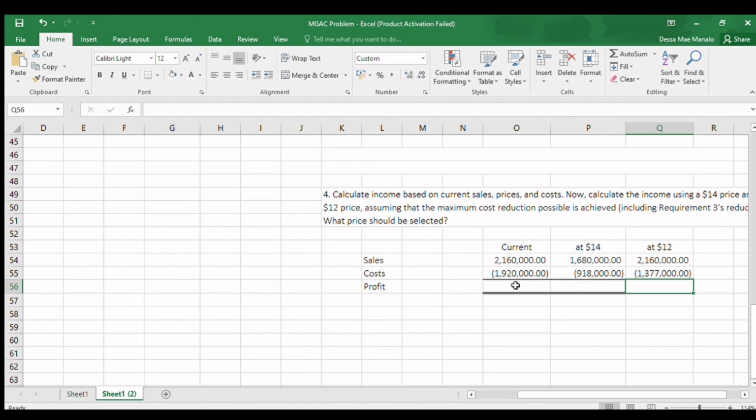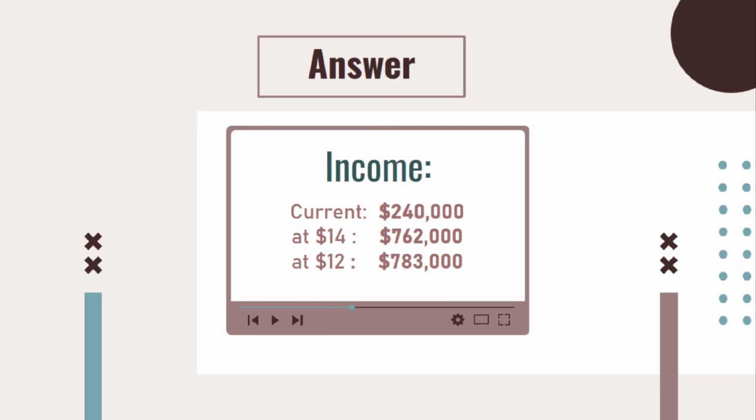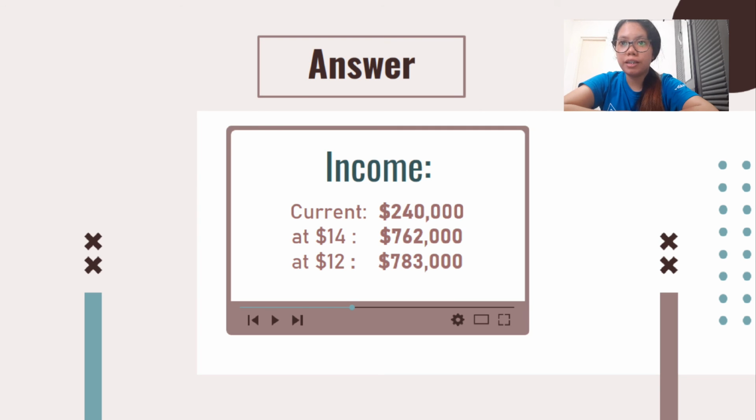So for the profit, we just get the difference. For the current it is 240,000, at 14 it is 762,000, and at 12 it is 783,000. The current profit is 240,000. The profit at the price of 14 is 762,000, and the profit at the price of 12 is 783,000. So since the highest is 783,000, we are going to choose the price of 12.